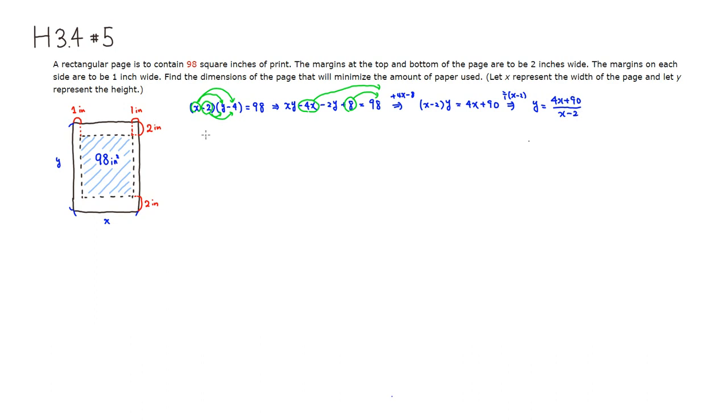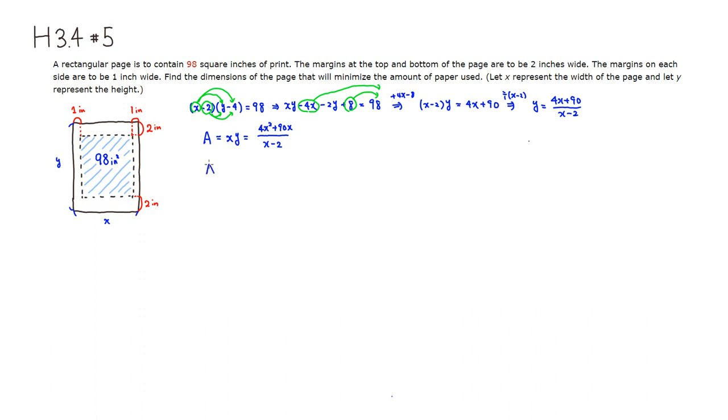Then the area is going to be x times y, right? So base times height. But in this case, y is (4x plus 90) over (x minus 2). So you're going to get (4x squared plus 90x) over (x minus 2). Right? So we want to minimize this function here. So let's look for the critical number.